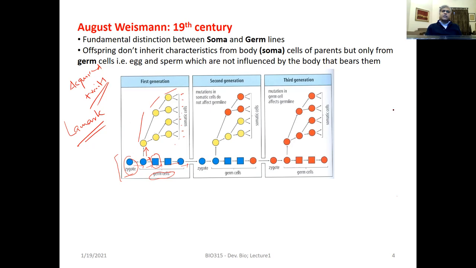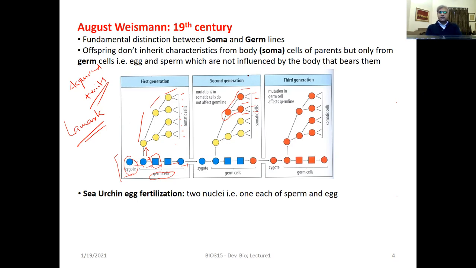Any mutation which may occur, let's say, in the somatic cells will be inherited only by the somatic cells. Let's say a mutation occurs and that leads to cancer, for example. If that is leading to, let's say, skin cancer or oral cancer, whatever, that will be in this particular individual which carries this mutation in somatic tissue. But this mutation will not be passed on through the germline to the next progeny.